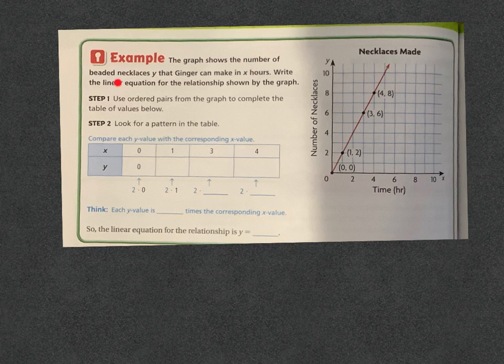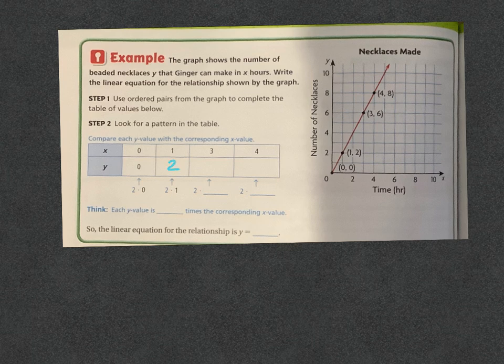The graph shows the number of beaded necklaces, Y, that Ginger can make in X amount of hours. These are necklaces. This is how many hours. Write the linear equation for the relationship shown by the graph. So we'll use the ordered pairs from the graph to complete the table of values below. So here's 1 on the X, 2 on the Y. We'll use that ordered pair. They already put 0 on the X, 0 on the Y. 1 on the X, 2 on the Y, right here.